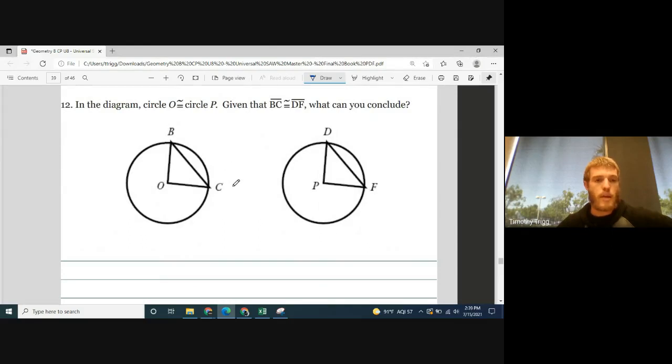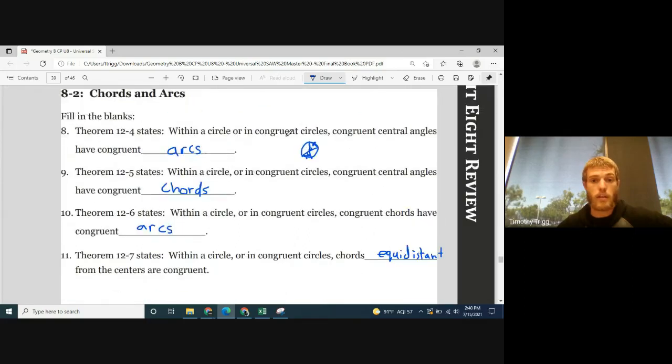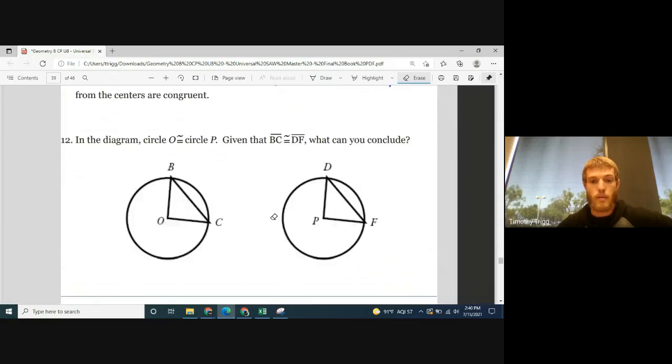Number 12. In the diagram, circle O and circle P, circle O is congruent to circle P. Given that BC is congruent to DF, what can you conclude? So right here we have congruent circles, right? That's one of the conditions here. So we're going to be using some of these formulas here. It says they're congruent.